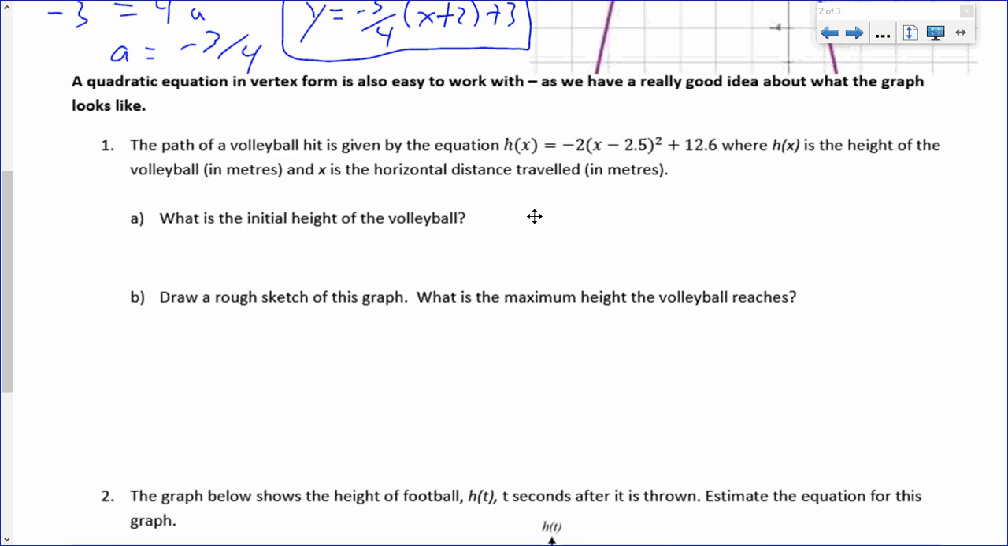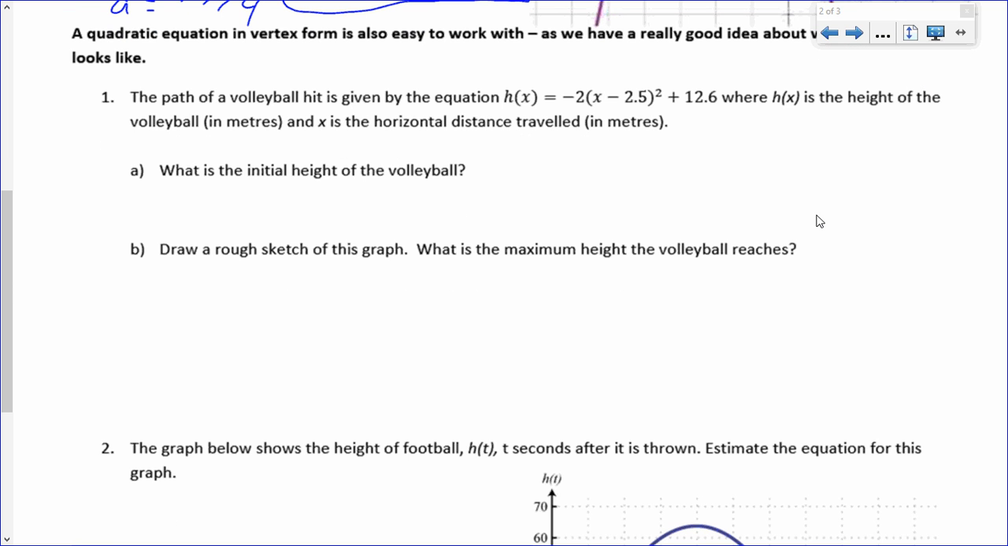Okay, so here we have an equation that represents something in real life. In this case, it's the height of a volleyball. The two variables here are h, or h of x for height, and x for horizontal distance. If we imagine this graph, we can tell from looking at the equation that it is a parabola, and that it opens down because of the negative 2. So it probably does something like this. You can imagine the volleyball flying through the air.